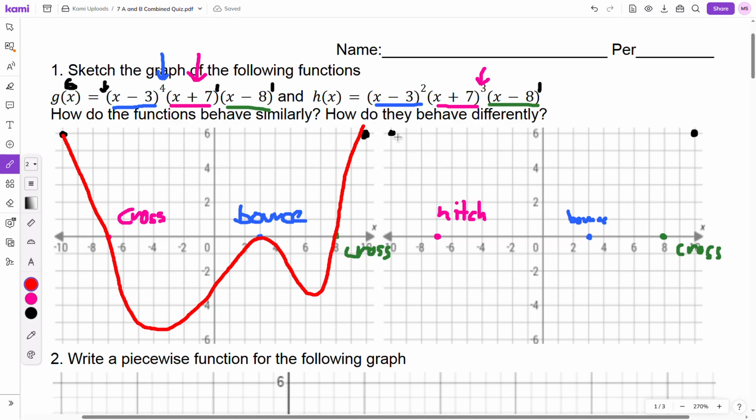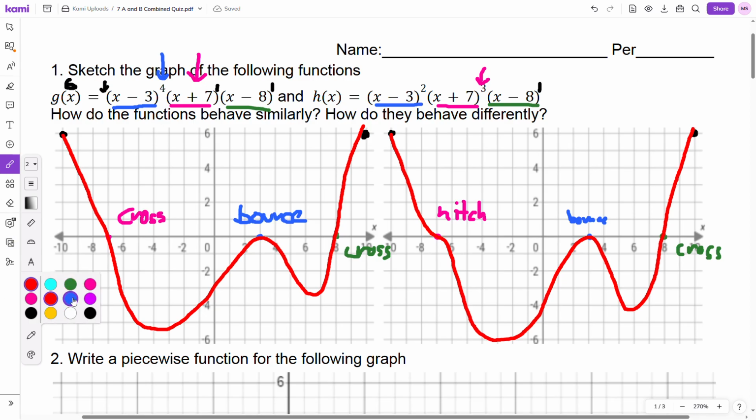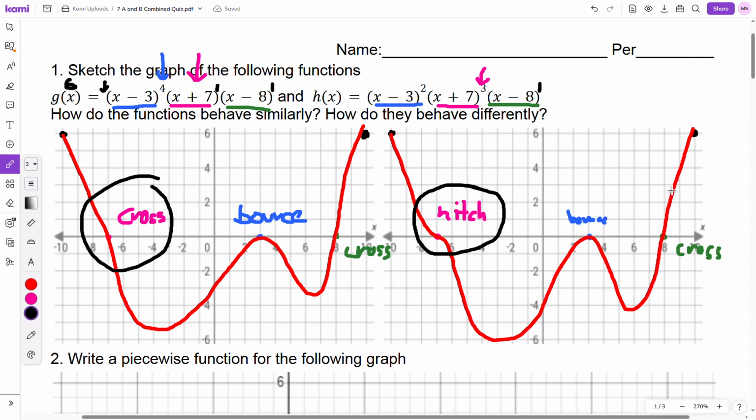For the one on the right, I'm coming down. This one's a hitch. I forgot to do my dry run, but that's okay. Then I'm going to come up, and I'm going to bounce. And I'm going to come down and up and cross. So, these look very similar. The only real difference, as you can tell, is that this here is a cross and this here is a hitch. The degree 4 polynomial, because I'm a flawed human being, I have a hard time making that clear. Let me make sure we can see this here.